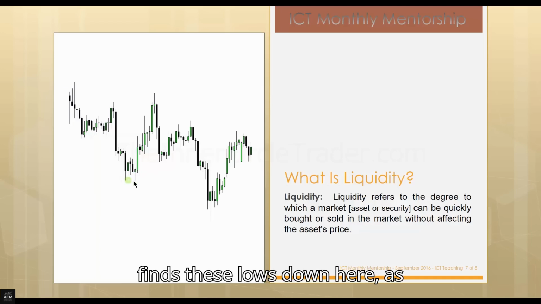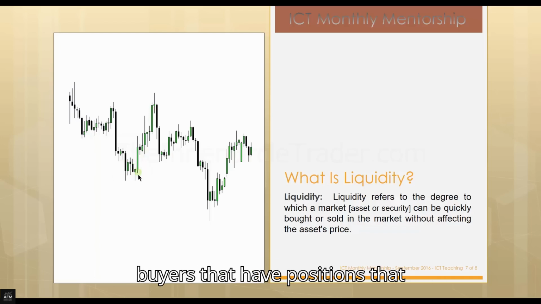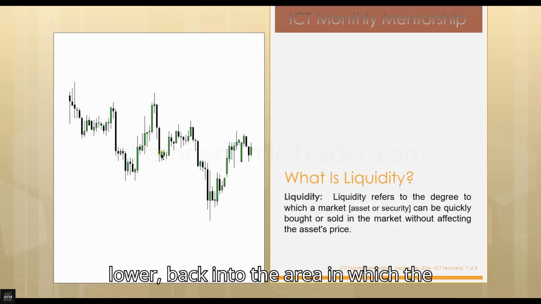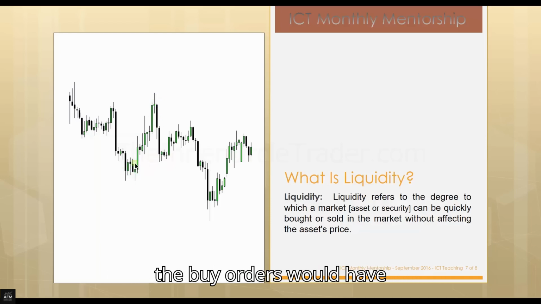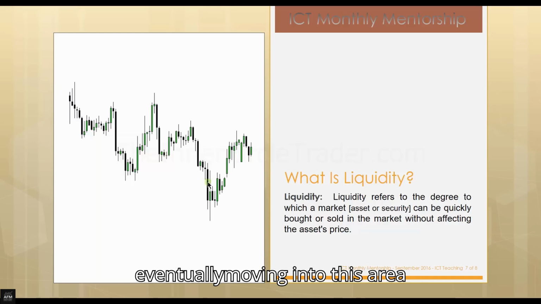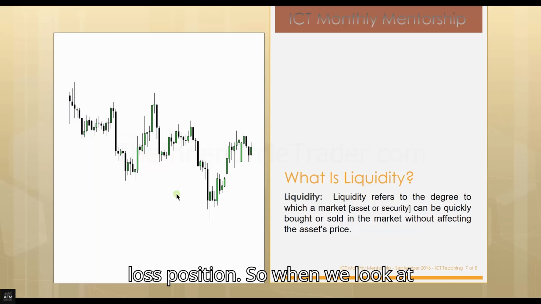As the market finds these lows down here and rallies away, our understanding is that there are going to be buyers that have positions that are net positive or profitable as it trades higher. At some point, when the market starts to trade back down into the area in which the buy orders would have originated from, their open profits would be eroding until eventually, moving into this area here, they would be at a net loss position.